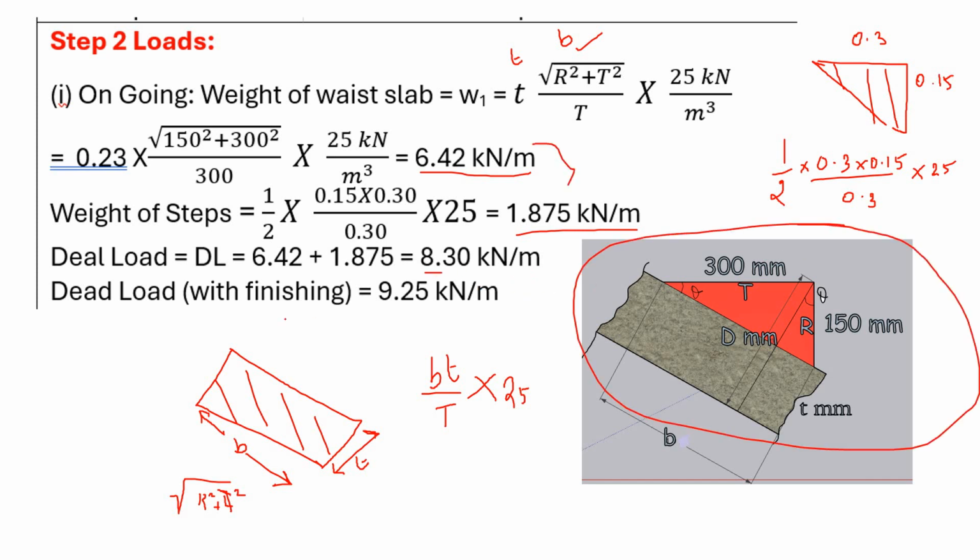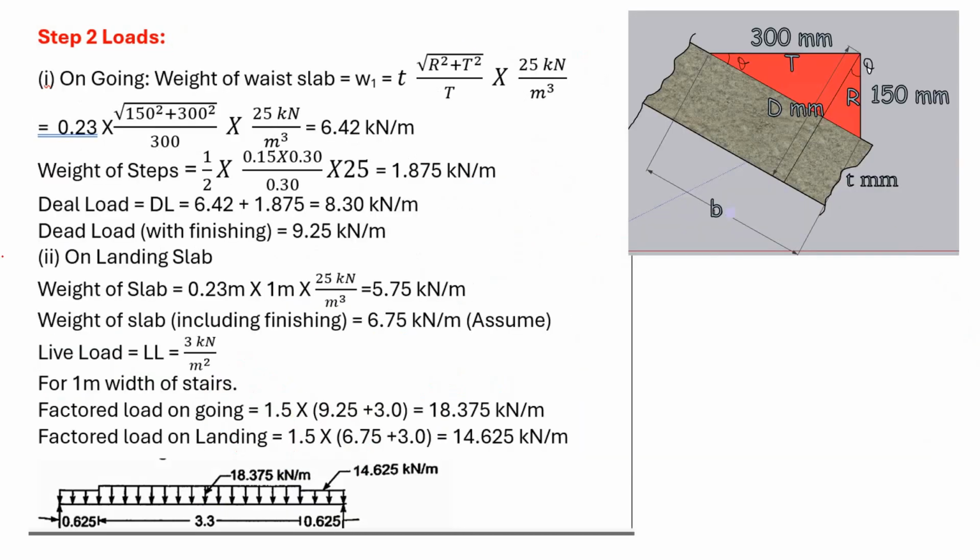Now it is 8.30, and if you have some finishing, approximately you can take it to be 9.25 kilonewton per meter. That is, 1 kilonewton per meter approximately is added to the dead load, and this is the dead load with finishing. So finally we have calculated the dead load with finishing. Next, on the going we have calculated 9.25 kN, and then the landing slab.